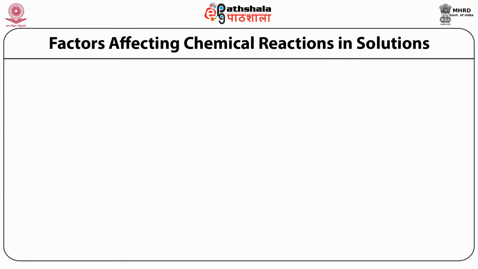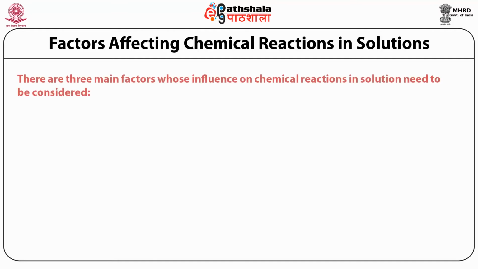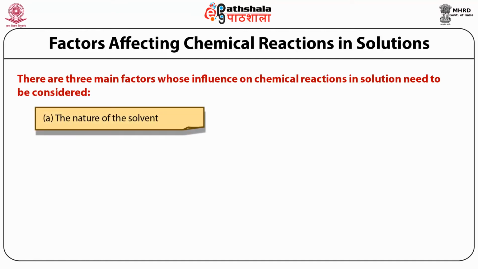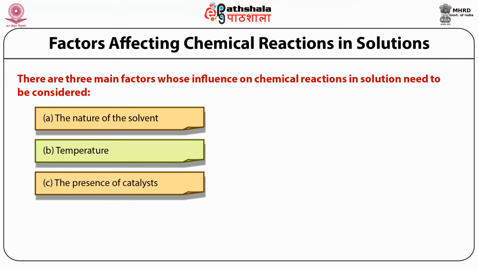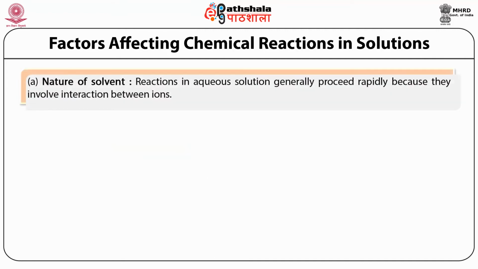Now, there are various factors which affect chemical reactions in solutions. There are three main factors whose influence on chemical reactions in solutions are to be considered and is very important. First factor is the nature of the solvent, then temperature, and finally the presence of catalysts. The nature of the solvent: it is convenient to classify solvents as ionizing solvents if they tend to produce solutions in which the solute is ionized, and as non-ionic solvents if they give solutions in which the solute is not ionized.